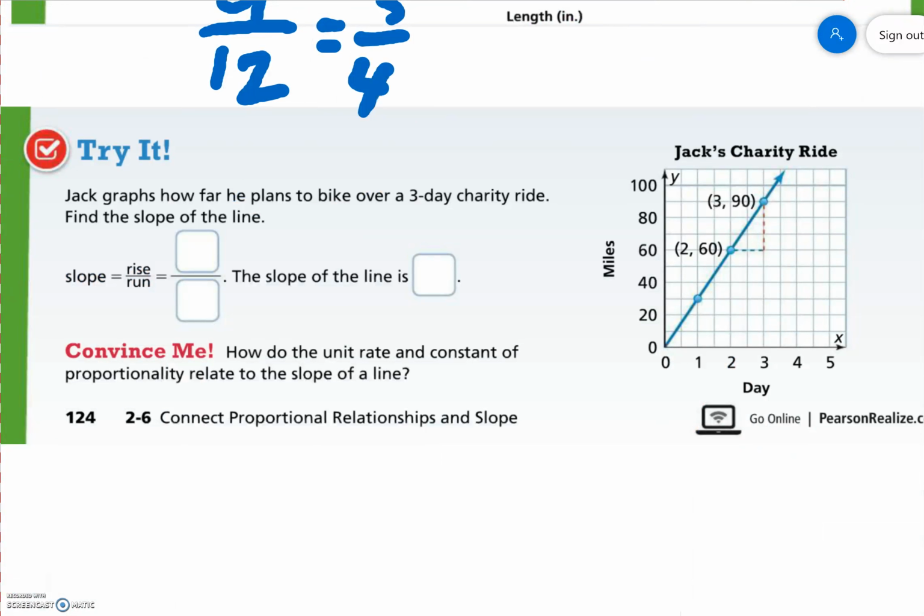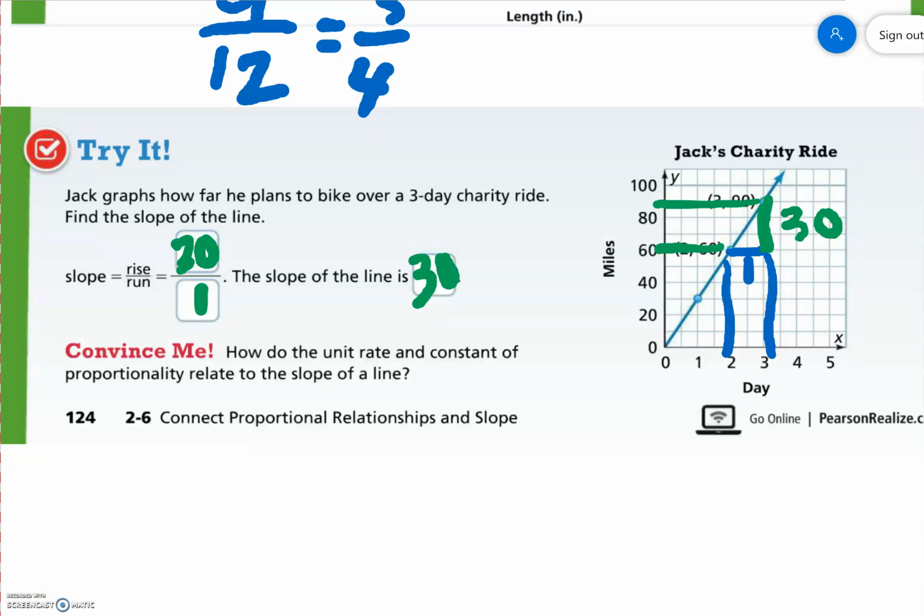Let's try it. Jack graphs how far he plans to bike over a 3-day charity ride. Find the slope of the line. Well, we look from here to here, we're going from 2 to 3, so that is 1. And from here to here, we're going from 60 to 90, which is 30. So our rise is 30, our run is 1, so the slope of our line is 30.